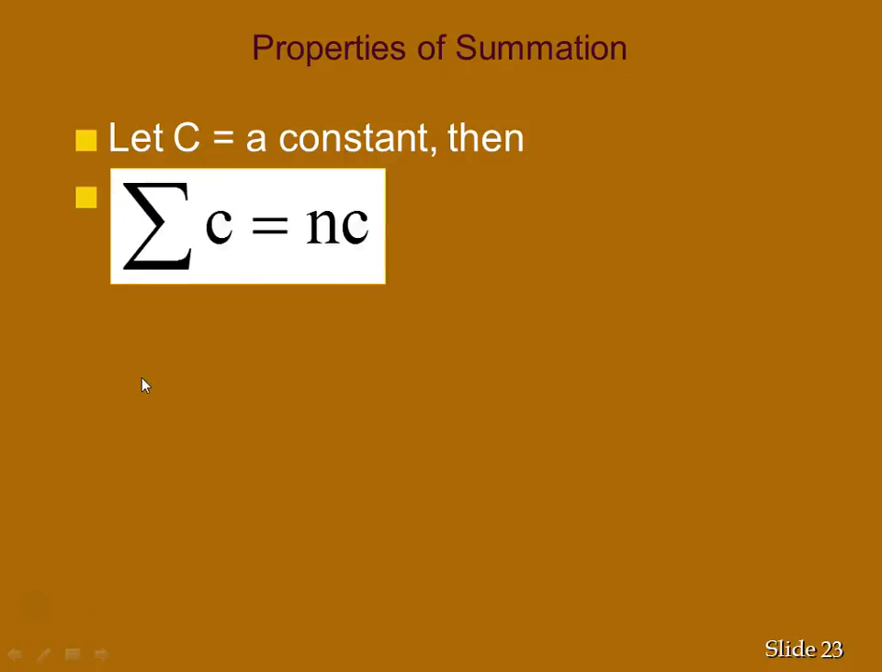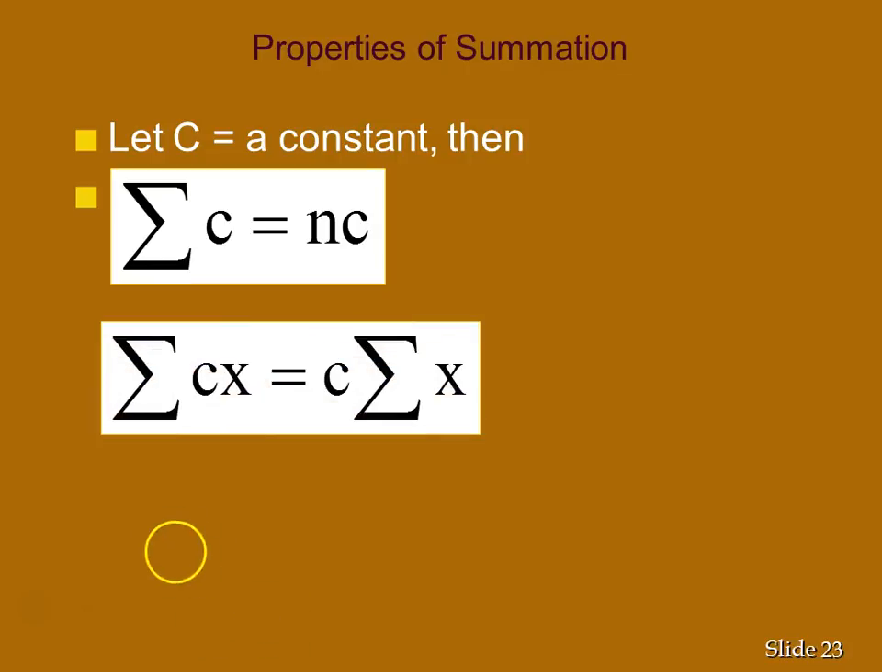If c is a constant, and we said sum the constant from i equal 1 to i equal n, that's just going to be equal to n times the constant. Basically, summing a constant from i equal 1 to i equal n means you're adding the same number up n times, and if you add the same number up n times, that's just n times that value.